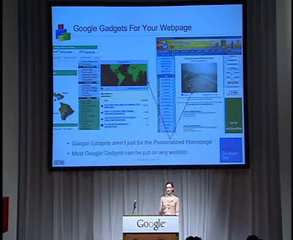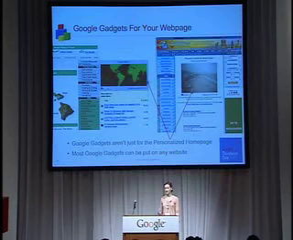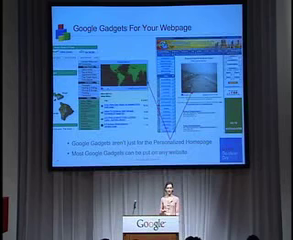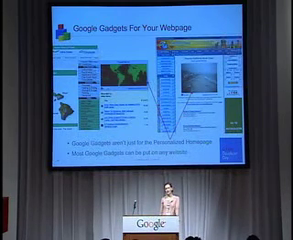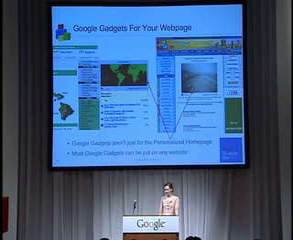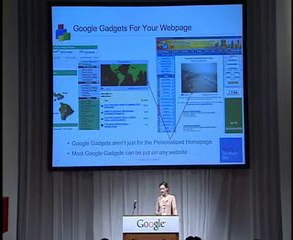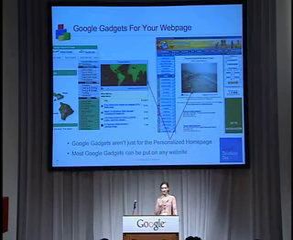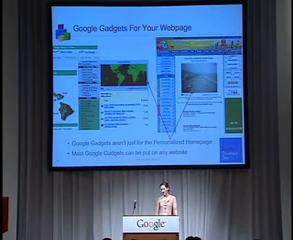So Google gadgets don't just work on iGoogle. They work in other Google properties. They work on Google Desktop, which there's a talk about after this. I think they also work in the Mac OS X dashboard. And they work in a few other places. In addition to that, you can also put Google gadgets on any website, anywhere. Any page, any blog, anything. And most gadgets will work this way.